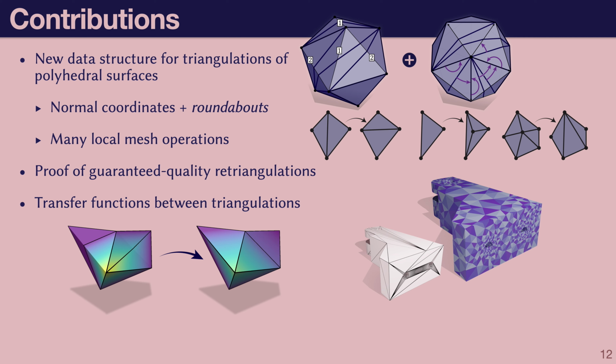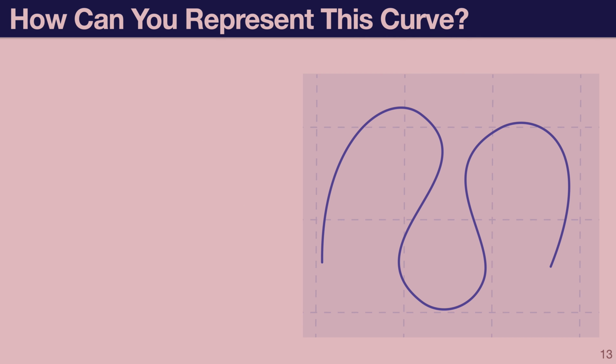Note that our goal here in all of this is not to introduce new applications or algorithms for intrinsic triangulations. Rather, we provide a new data structure that supports all of the existing applications and algorithms, but performs far more robustly due to its greatly reduced dependence on floating point. Okay, now let's dive in.